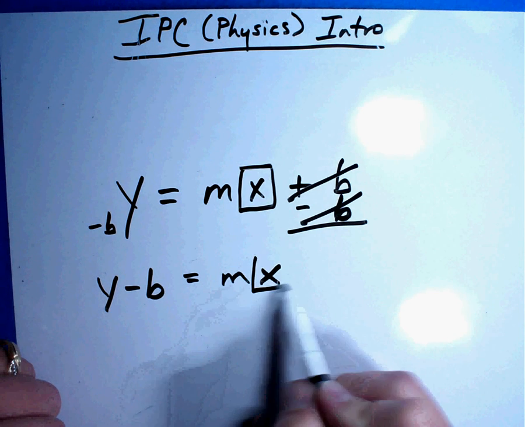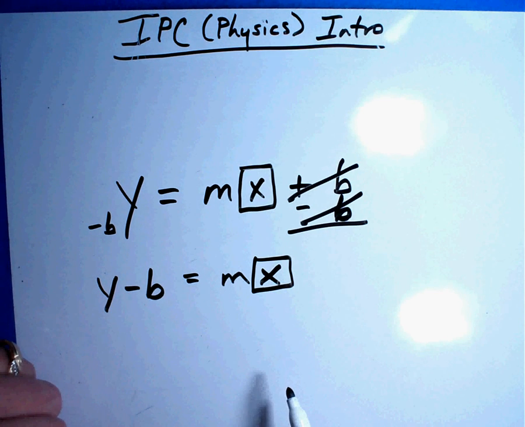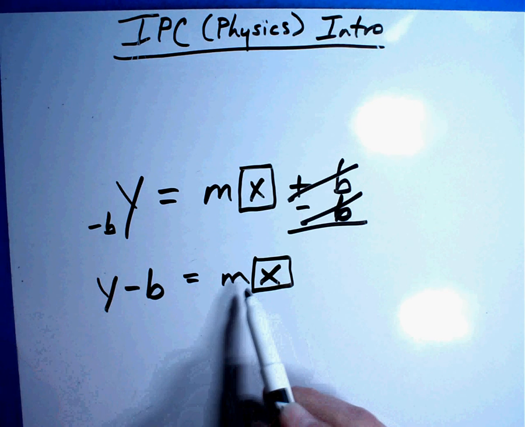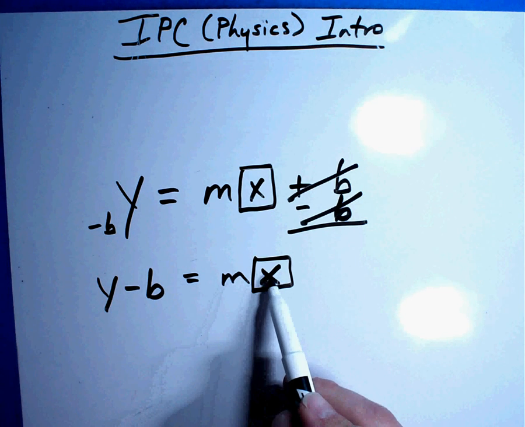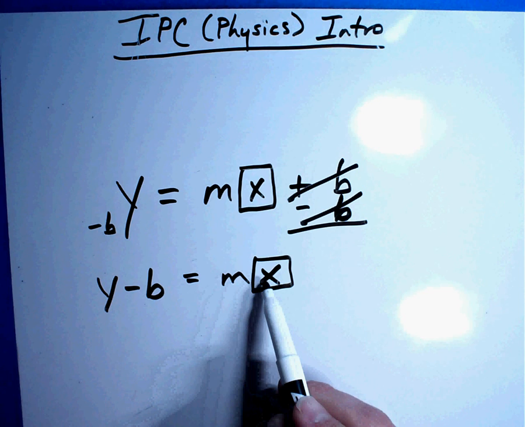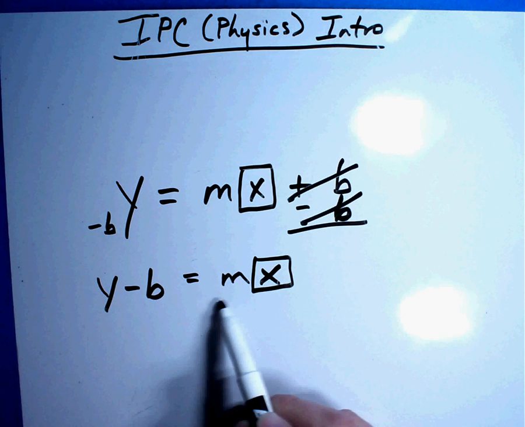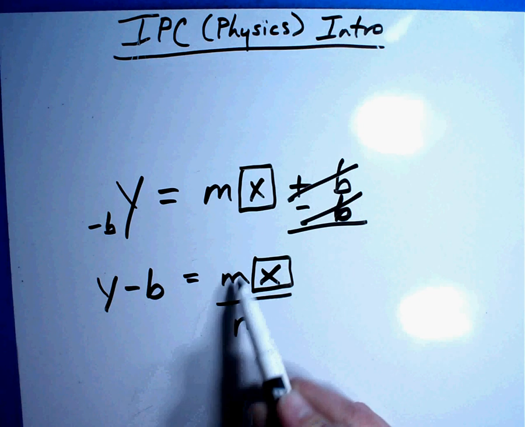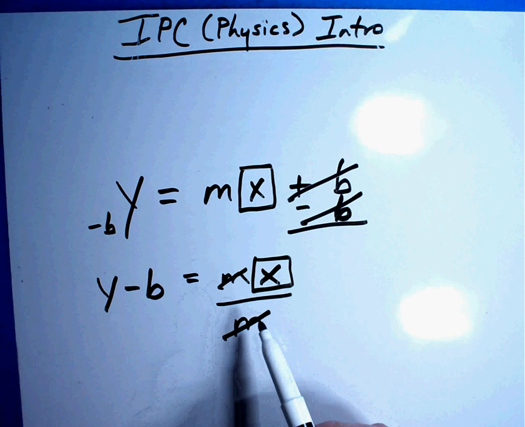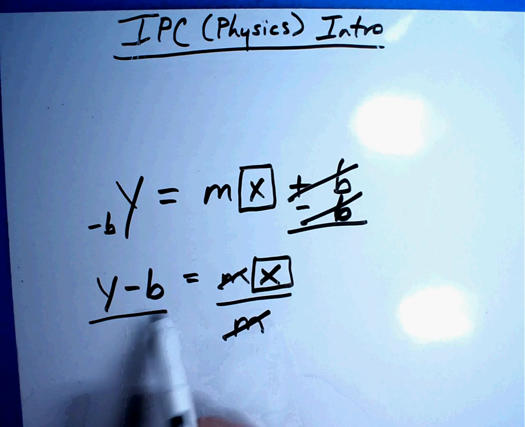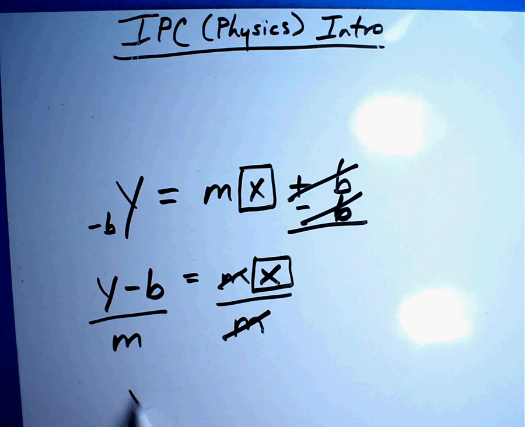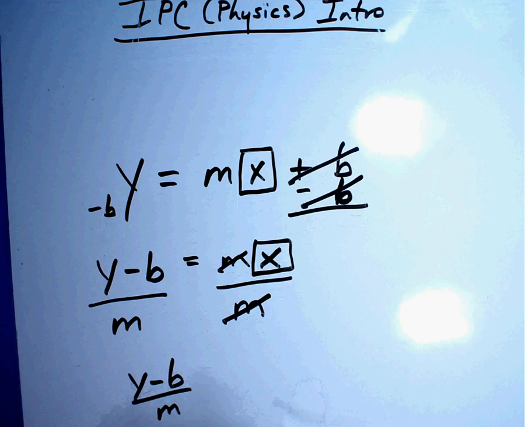Now I still want the x, and so I must ask myself, how is the m attached to the x? Is that addition, subtraction, multiplication, or division? Well, in this case, it's multiplication. You have to do the opposite to remove it. So m divided by m is gone. What you do on one side, you do on the other side. So y minus b divided by m equals x.